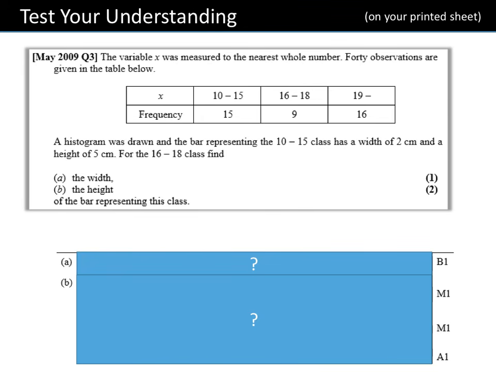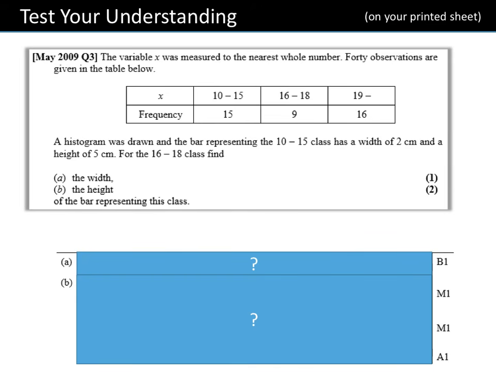So, the variable x was measured to the nearest whole number. 40 observations are given in the table below. A histogram was drawn and the bar representing the 10 to 15 class has a width of 2 centimetres and a height of 5 centimetres. For the 16 to 18 class, find the width and the height.